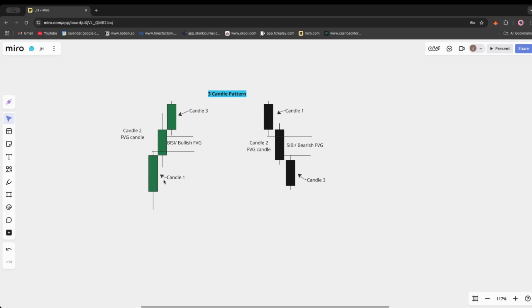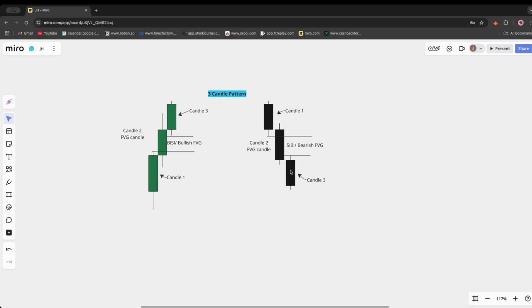So as you can see on this bullish example here, it's a 3 candle pattern, and we have the first candle here, the second candle, which is actually the fair value gap candle, and the third candle. So as you can see here, the top of this first candle, the top of the wick, and the bottom of the wick of this third candle do not overlap. When this happens, it creates a bullish fair value gap. Or when the bottom of a candle and top of a candle don't overlap, it's a bearish fair value gap.